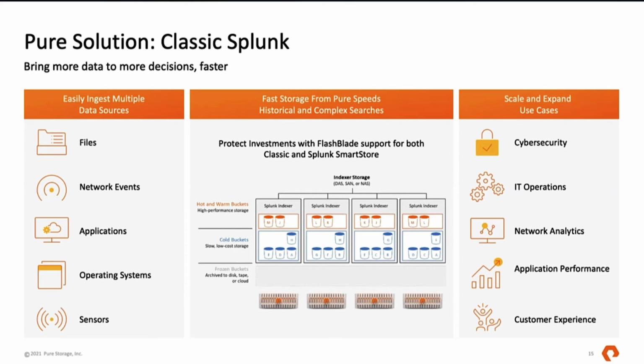Let's face it, random reads are slow off of archive. But if your archive happens to be on all flash, well, then your archive is not slow. And the nice thing about this is obviously you can take and apply it to cybersecurity, information assurance, IT operations, network analytics, and application performance.